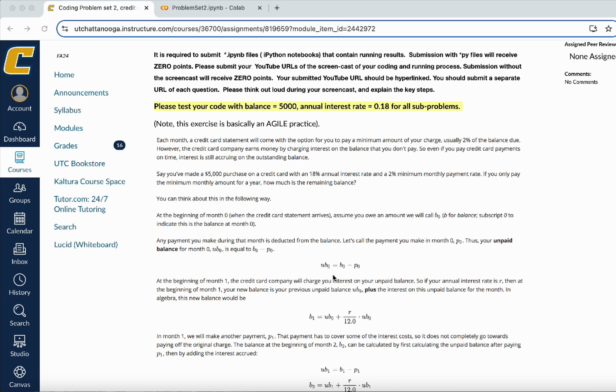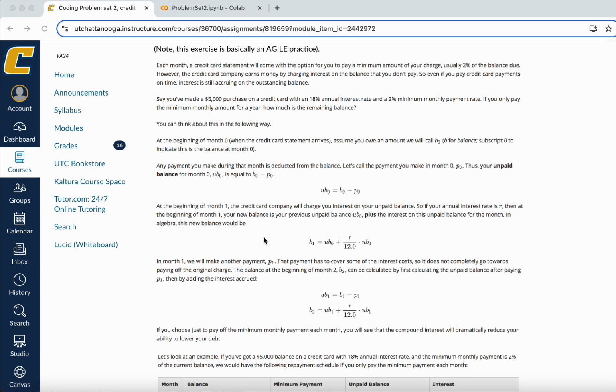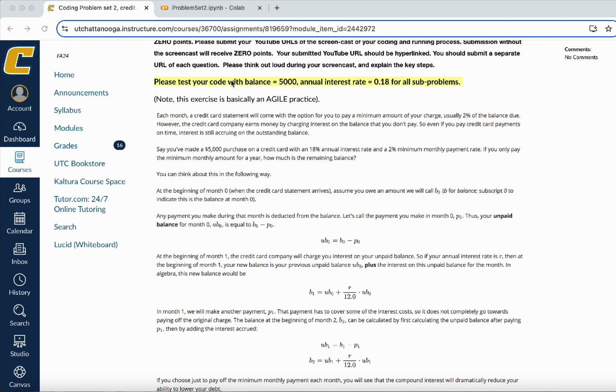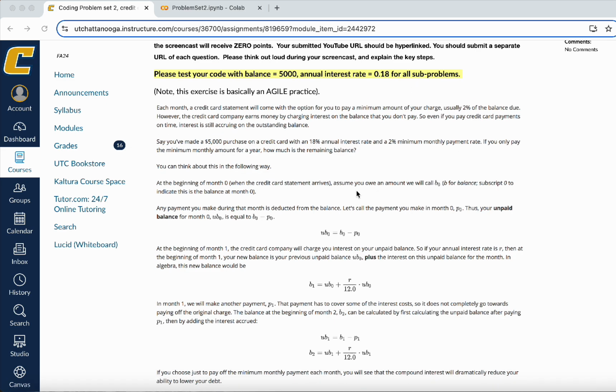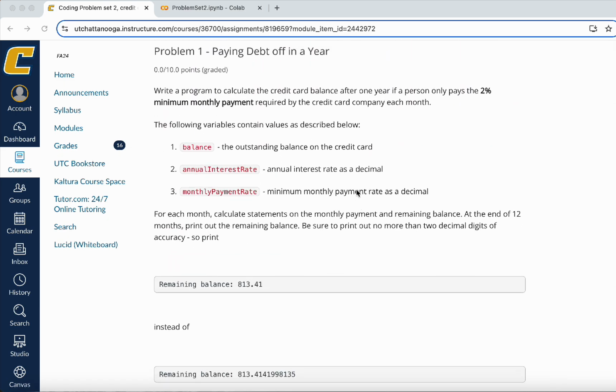So per usual, let's begin with going over the requirements and what we're supposed to look for. So a lot of words here. If you wish to read it, that's the beautiful thing about YouTube: you can pause and read it. But what we really need to know for this is we are testing our code with a balance of 5,000 and an annual interest rate of 0.18 or 18% for the subproblems below. So like I said, if you want to read it, pause it, but let's continue.